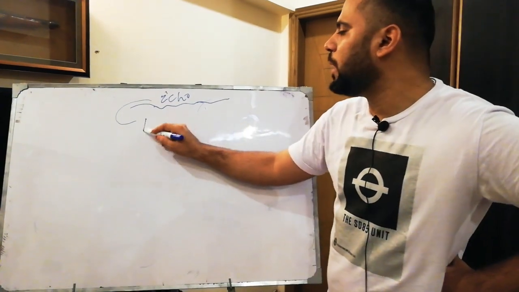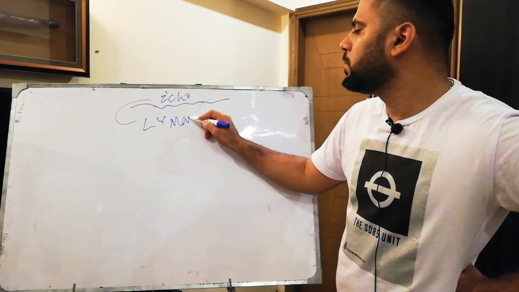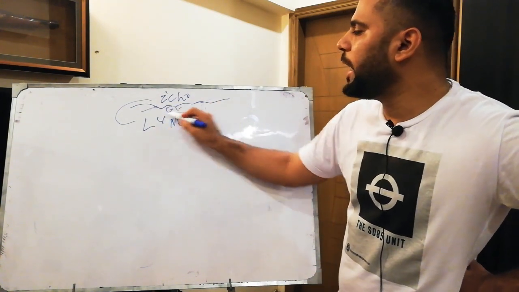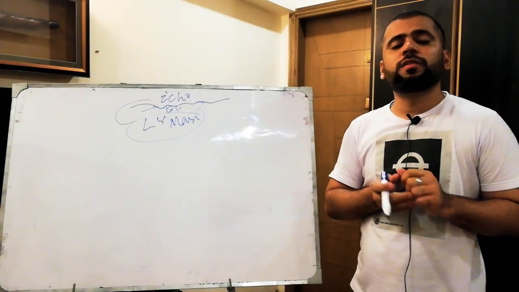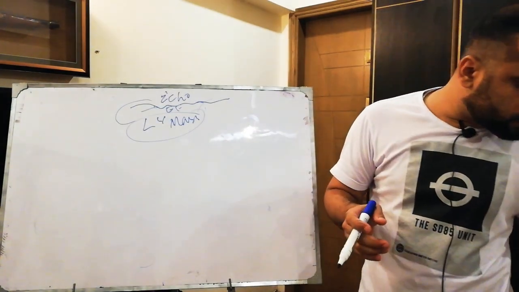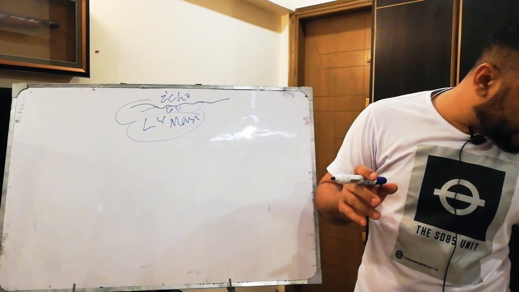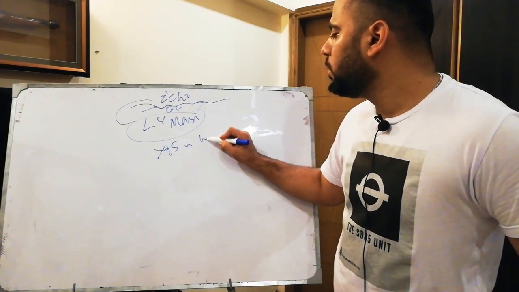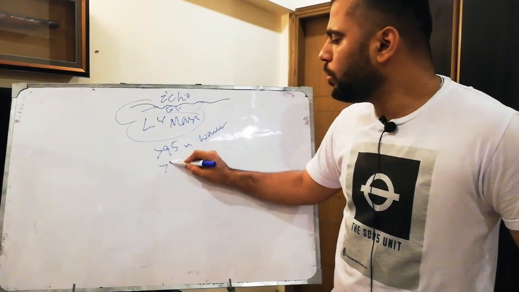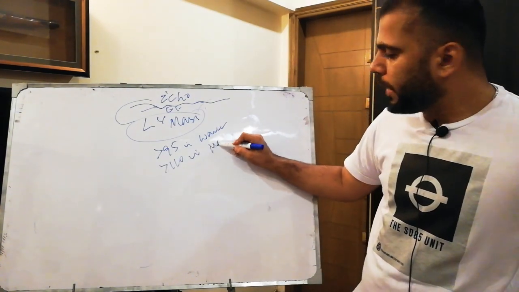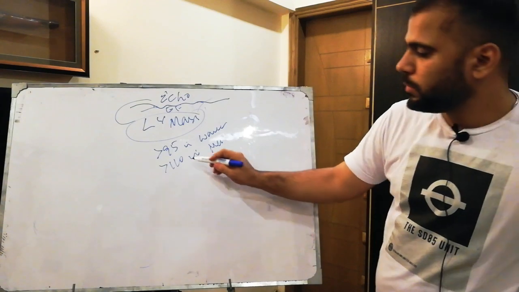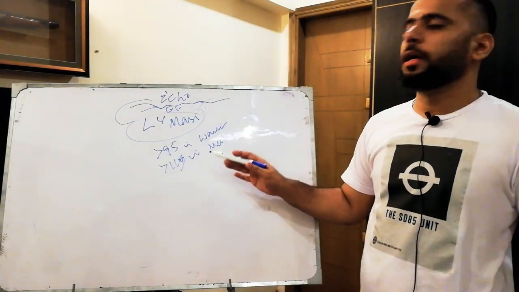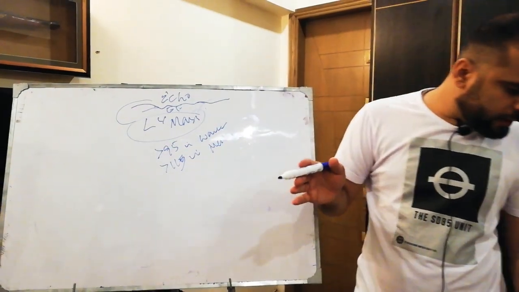Number 2 is LV mass. Number 1 is EF, we have discussed it. Now the LV mass is an important prognostic marker. An LV mass of more than 95 in women and more than 115 in men is a poor prognostic marker of heart failure.